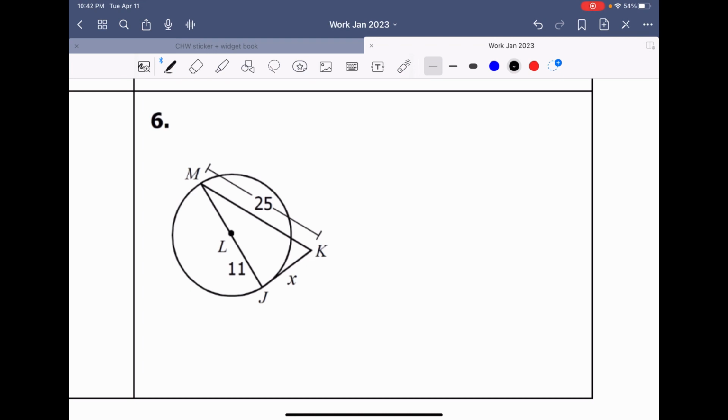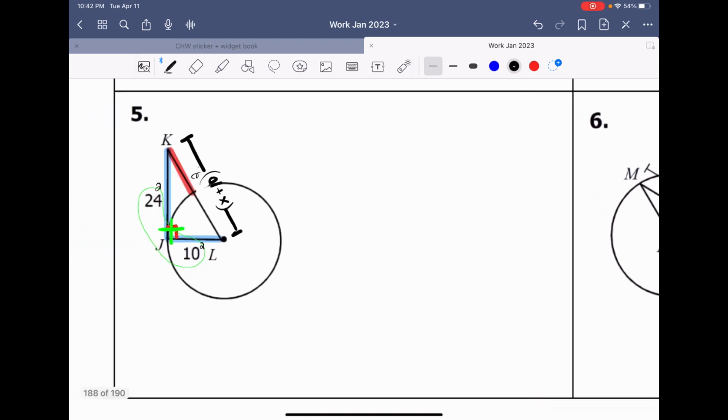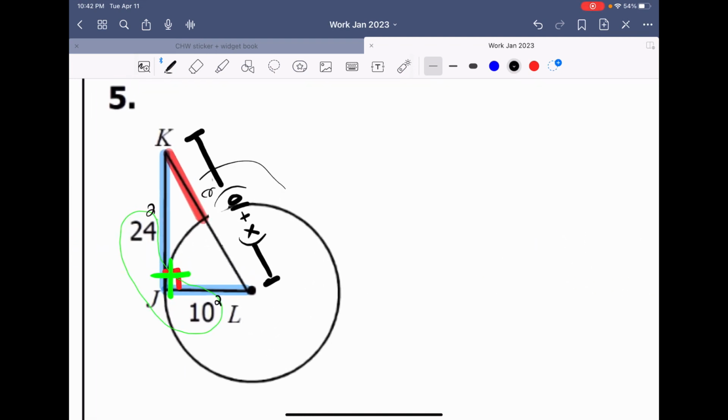All right, so we're gonna skip number 5 because it has foiling. So there's a different type of multiplication that happens when you get this. So we're just gonna completely skip number 5.